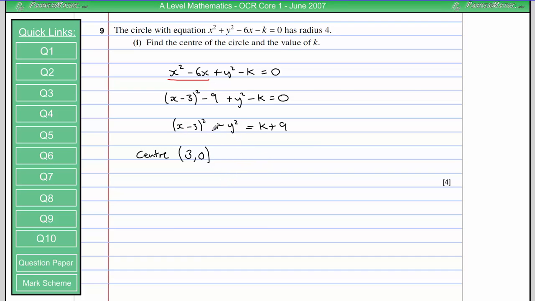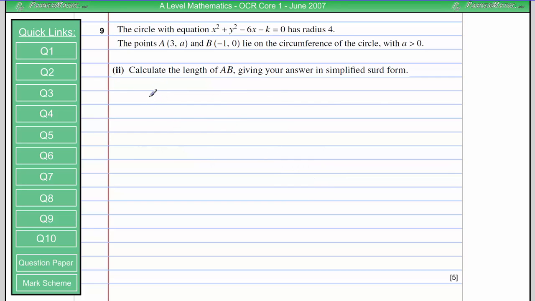So with the circle equation in this format, we've got x plus or minus a number here, which tells us about the x coordinate of the centre. We'd have y plus or minus a number here, in this case it's 0, which tells us about the y coordinate of the centre. And on the right hand side we have r squared, the radius squared. So from here we can say that r squared equals k plus 9. But we already know what r squared is because we know the radius from the question. If the radius is 4, r squared will be 16. So 16 equals k plus 9. So if we subtract 9 we get k equals 7.